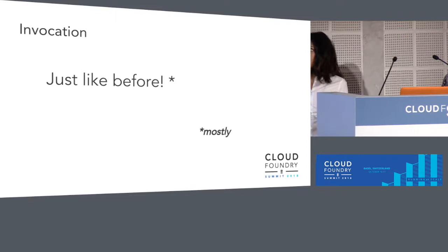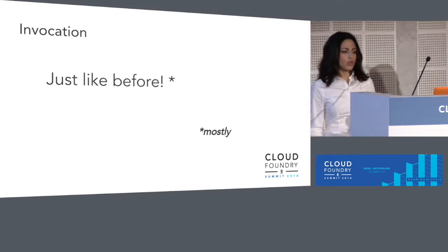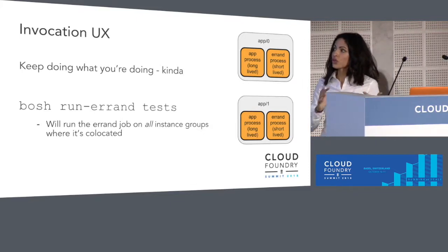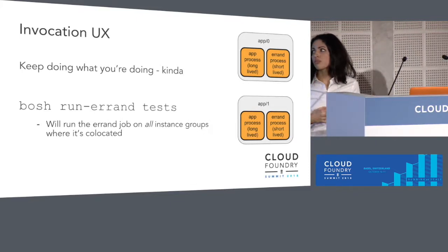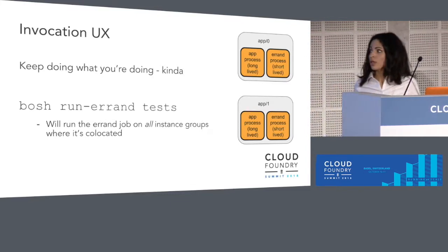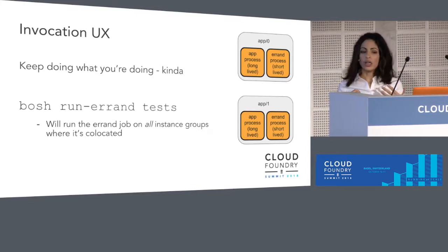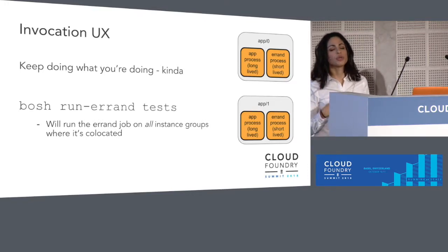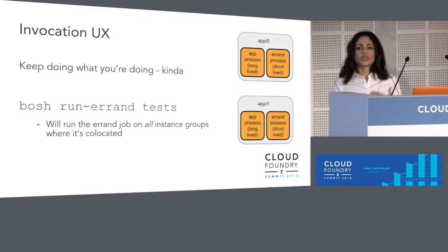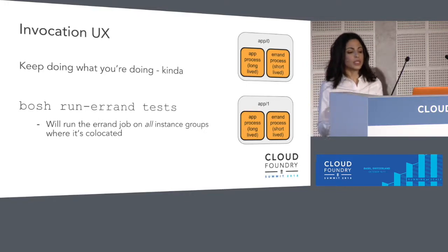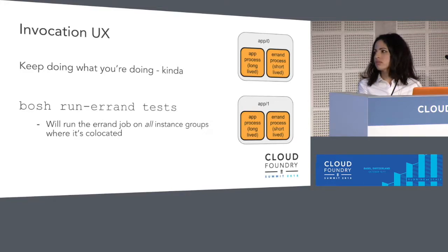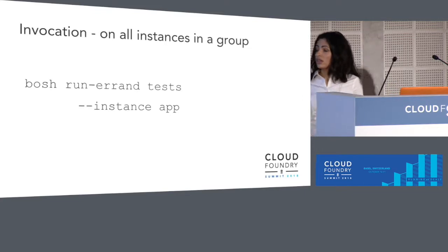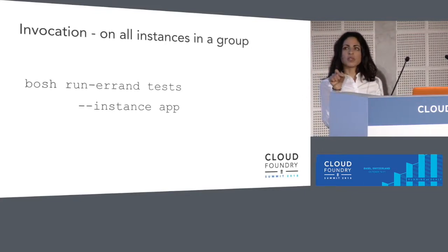Invocation for collocated errands works just like before, mostly. And what I mean by that is, yes, in the simplest case, you could run the exact same command. You could say bosh run-errand tests. But now the difference is that Bosh will trigger the errand job on all of the instances of the instance group where it's been collocated, in contrast to previously where it would trigger the one instance group.